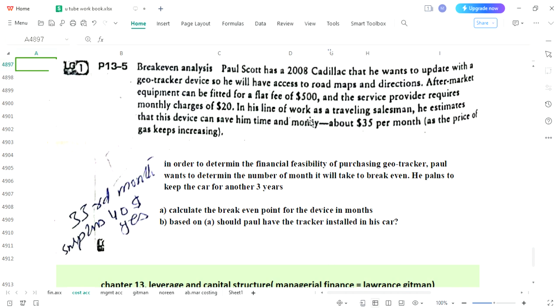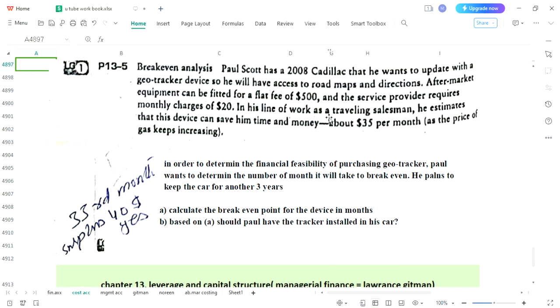In his line of work as a traveling salesman, kindly keep it in mind, no matter how many months he is using this tracker, this cost will not be altered. Even for a single month, this cost would be 500, and for 12 months, 16 months, 18 months, 20 months, this cost would not be altered. That is why we have fixed it. We have made it our fixed cost.